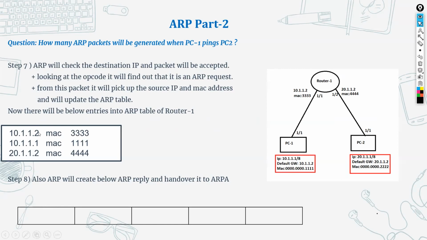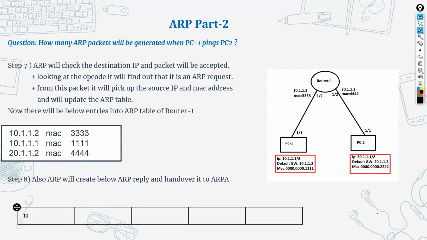So it has its own IP and MAC for both interfaces, Ethernet 1/1 and 1/2. Now it also knows about the IP address 10.1.1.1 and the MAC address of PC1, right, against this particular IP address. So ARP already populated the ARP table of router 1. And now it also needs to generate the ARP reply against the ARP request that it received, right? So the ARP reply packet will be generated by ARP, and it will look like this.